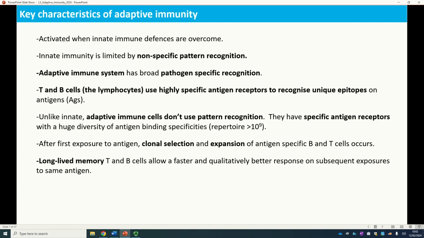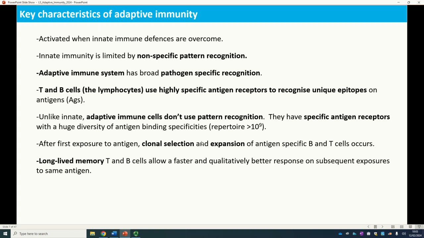Remember that the innate immune system relies on PAMPs. So we've got our pattern recognition receptors recognizing these patterns. Now, when it comes to the adaptive immune response, we have a much broader pathogen-specific recognition, and this is mediated via our antigen receptors, so our B cell receptor and our T cell receptor. So the adaptive immune response isn't using pattern recognition, it's using something that's much more specific and can be tailored.